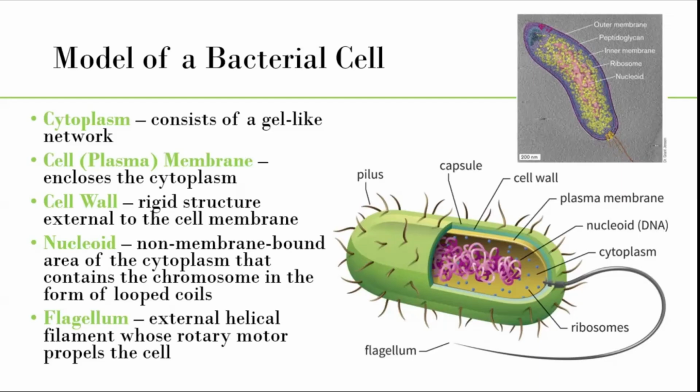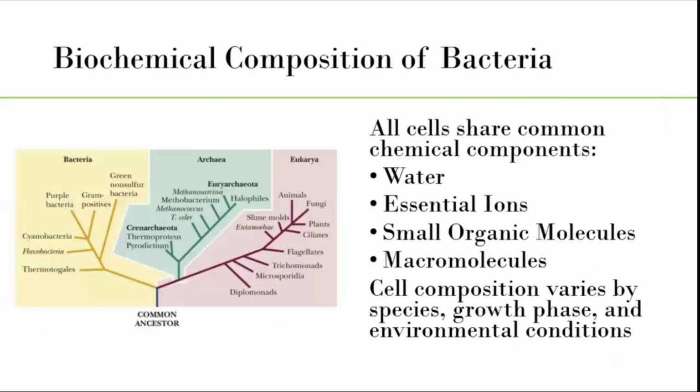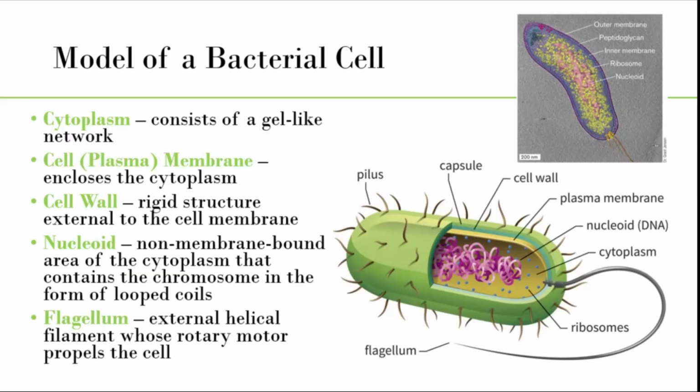So any questions about that? Okay. Seriously, stop me anytime. Not all of them do, no. Well, that's going to be an accessory structure, kind of like the flagellum. They all have these ones: cytoplasm, cell membrane, cell wall, nucleoid. The flagellum is just a very common extra piece that they have. The pilus, the capsule, all of those are extra things that some will have and others don't.